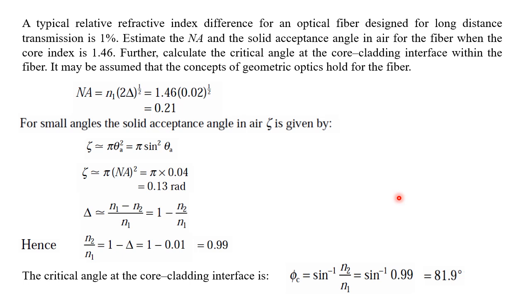Another problem. A typical relative refractive index difference for an optical fiber designed for long distance transmission is 1%. Estimate the numerical aperture and the solid acceptance angle in air for the fiber when the core index is 1.46. Further calculate the critical angle at the core cladding interface within the fiber. It may be assumed that the concepts of geometric optics hold for the fiber.